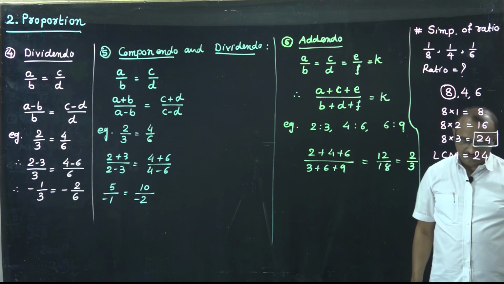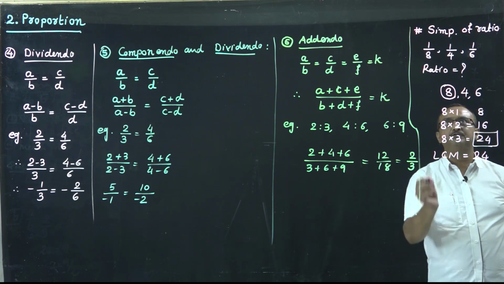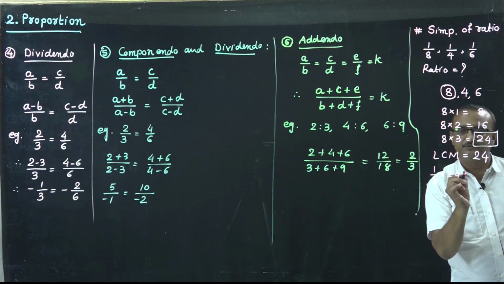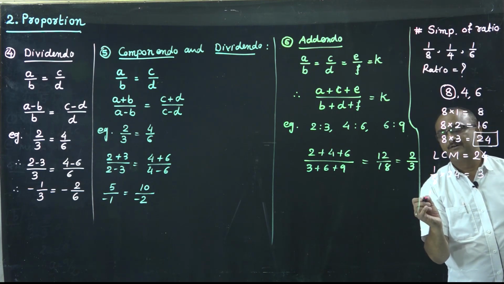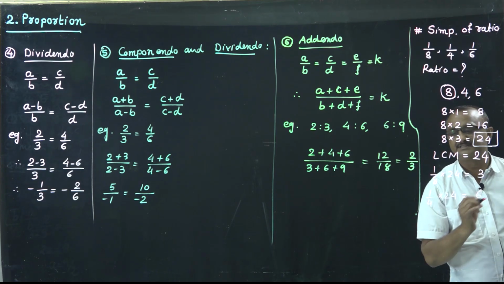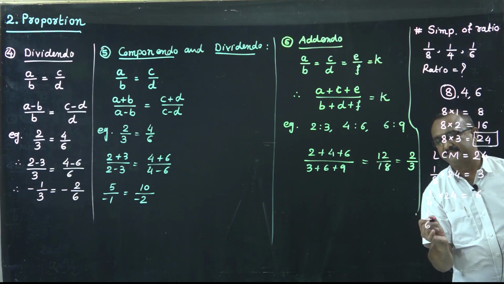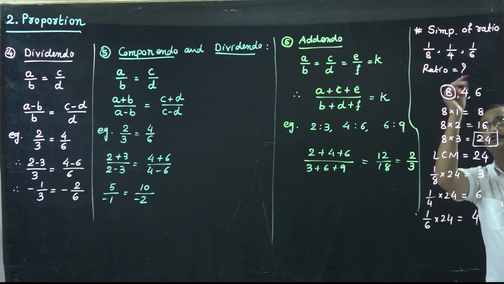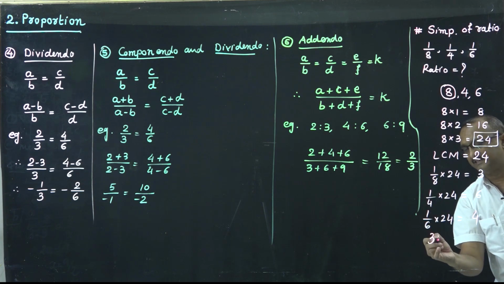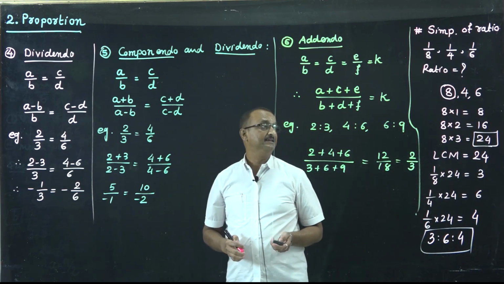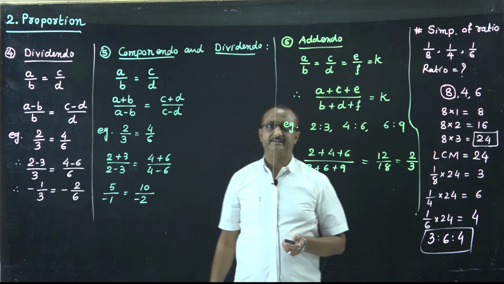Okay. Now we have to find the ratio. So 1 by 8 into 24 is equal to 3. 1 by 4 into 24 is equal to 6. And 1 by 6 into 24 is equal to 4. So the ratio of these three numbers is 3 is to 6 is to 4. Okay, so one new point we learned here, simplification of ratio.